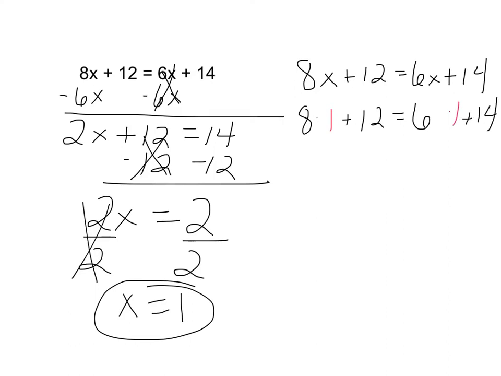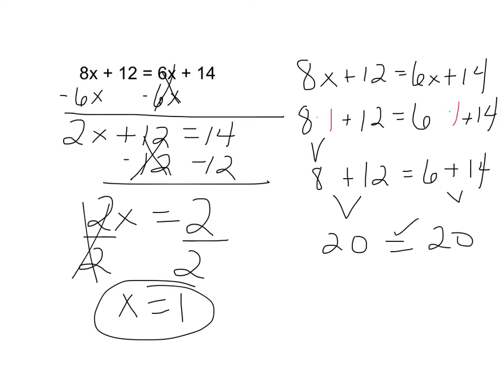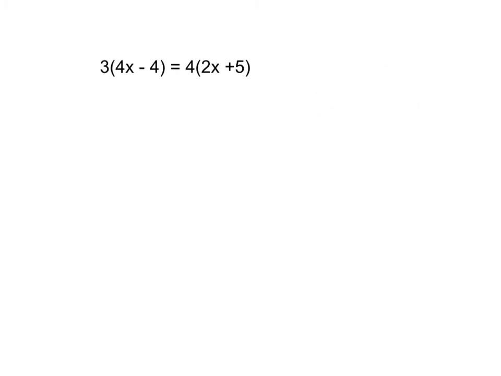G, no grouping. E, no exponents. M, multiply and divide. I do have that going on. So 8 times 1 equals 6 times 1 plus 14. Last step on both sides, I get 20. I get 20. So I'm just checking it over here. Yes, check, 20 equals 20, so I have the right answer. X must equal 1. Okay, we're going to make it just a little more complicated for your last example.